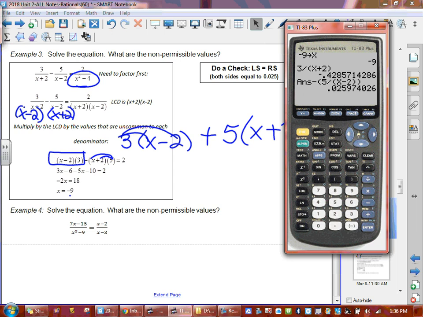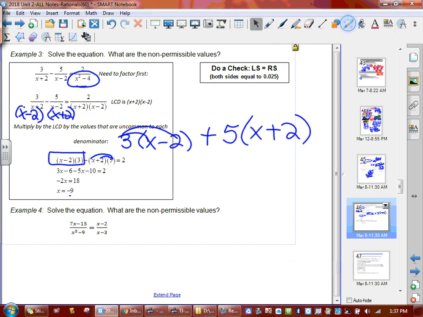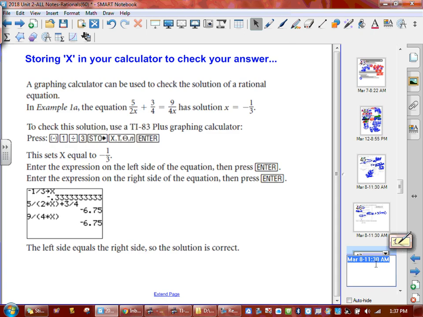Okay, left-hand side, I got that for an answer. Now I need to check the right-hand side, so I'm going to type the right-hand side in. So I'm going to go 2 divided by, open bracket, x squared minus 4, close my bracket, enter. I got the same answer. So my left side equals my right side, I know my answer works. Okay, so that's doing the check. On the very next page, or on the bottom of that page, that's showing how to do the check in your calculator. Okay, this is how to store answers to do the check.